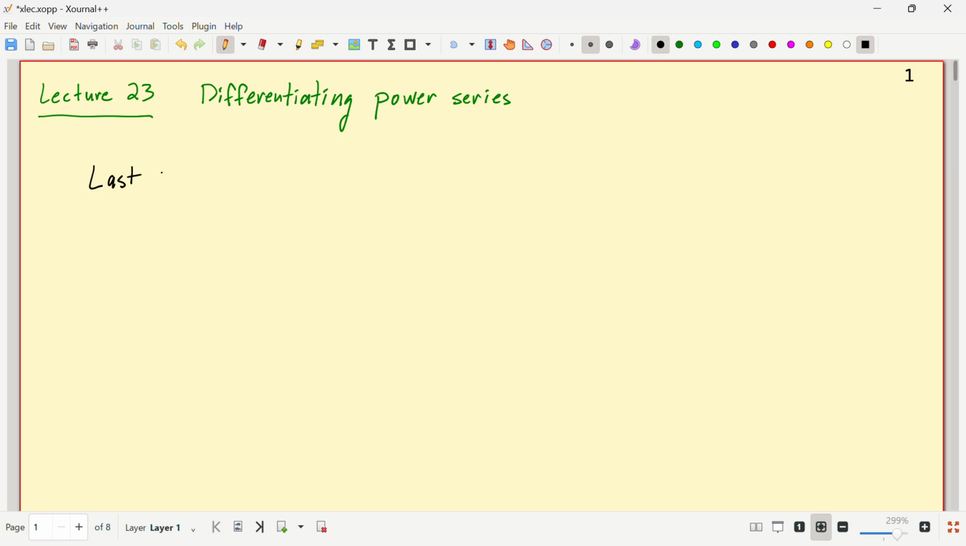So last time, we have a power series, f of z equals, I'll write it like this, a naught plus the sum as n goes from 1 to infinity, a n times (z minus z naught) to the n. And that has a radius of convergence, let's call it r sub f.